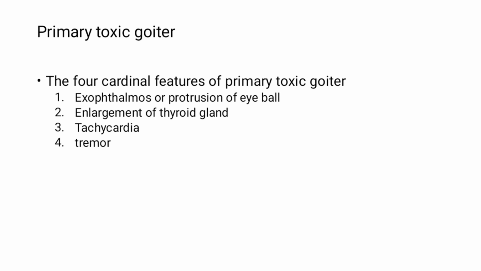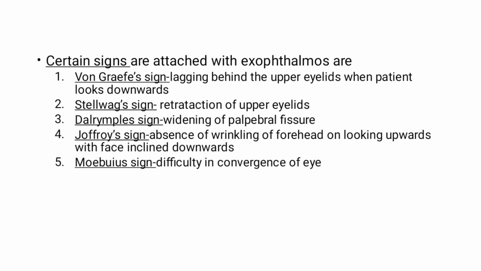Primary toxic goiter. The four cardinal features of primary toxic goiter: exophthalmos or protrusion of eyeball, enlargement of thyroid gland, tachycardia, tremor. Certain signs attached with exophthalmos are Von Graefe's sign, lagging behind of the upper eyelids when patient looks downwards. Stellwag sign, retraction of upper eyelids.